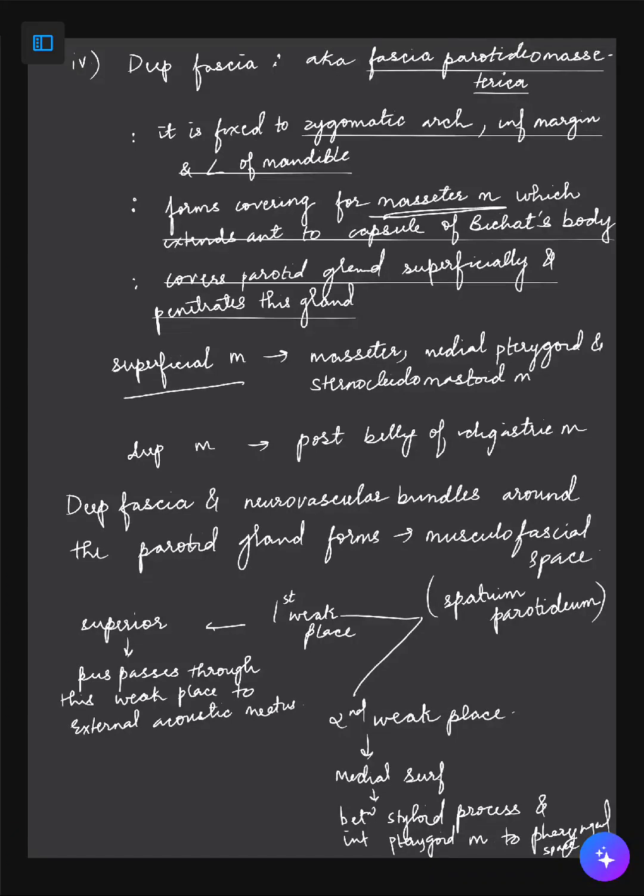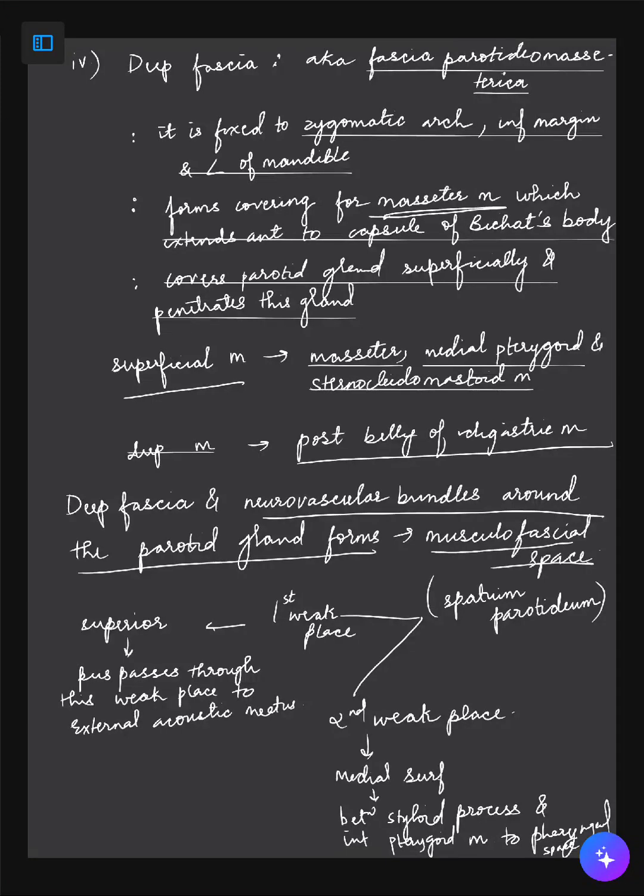Now there are superficial muscles and deep muscles. What are the superficial muscles? Masseter, medial pterygoid and sternocleidomastoid muscles. And the deep muscles include the posterior belly of the digastric muscle. Now this deep fascia and neurovascular bundles around the parotid gland form the musculofascial space. This is also called spatium parotideum. Now there are weak places in this musculofascial space.